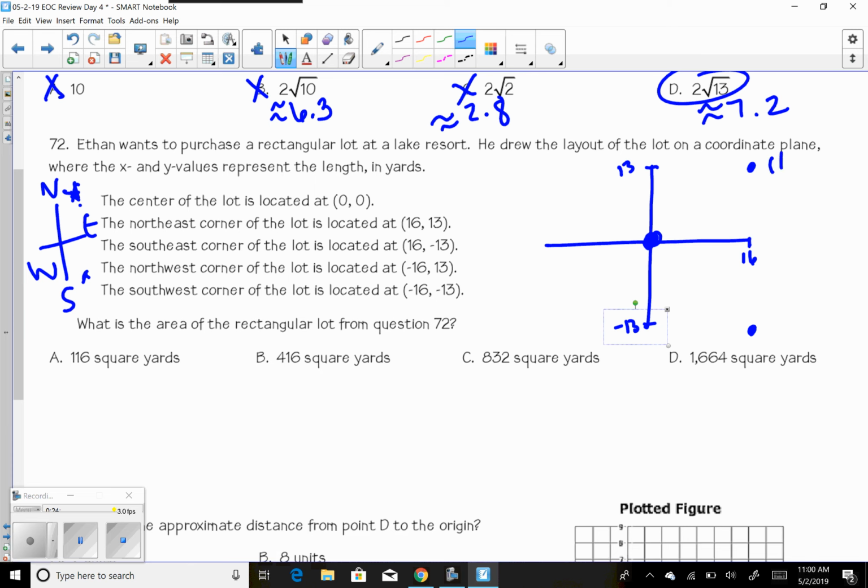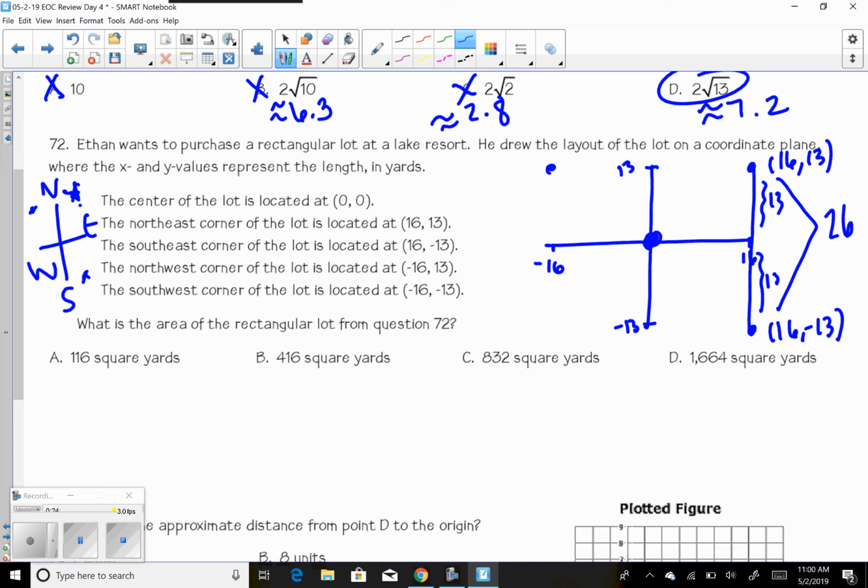So that is 16, 13. That's 16, -13. So could we figure out the total length of this side right here? All right, so really what's happening is this is 13 units, this is 13 units, for a grand total of 26 units over here on this side, right? So then let's see. The northwest corner, northwest is up here, is at -16, +13.